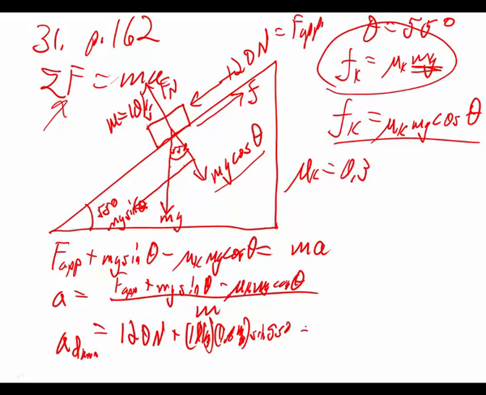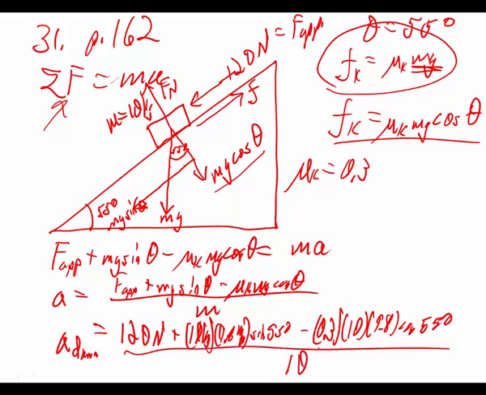0.3. All right, of course, that's unitless. We know that. All right, minus, and it's 0.3 times 10, I'm going to leave units off, times 9.8 times cosine of 55 degrees, all divided by 10 kilograms. And no, you cannot factor that out. Okay? All right, and we get an acceleration of, boy, it's big, 18.3 meters per second squared.